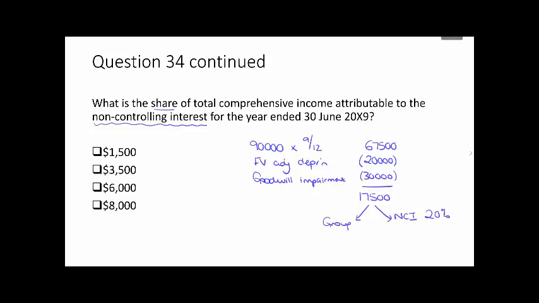So if the group purchased 80%, the NCI must be the other 20%, and in this case that would give us 3,500 as the share to be reflected in the consolidated statement of profit or loss as being attributable to the NCI.